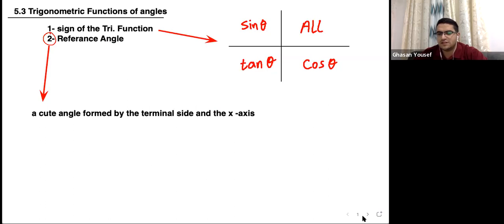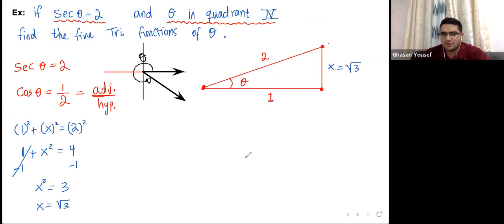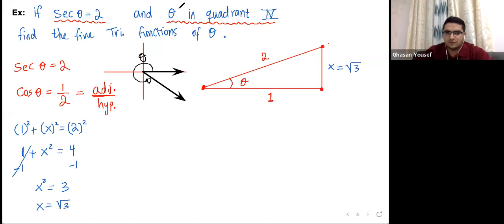The cosine function and the reciprocal of cosine are the only functions that will be positive. So the cosine of theta equals the adjacent over the hypotenuse, 1 over 2, and is positive. Now the secant of theta is the reciprocal of this. It is positive 2.